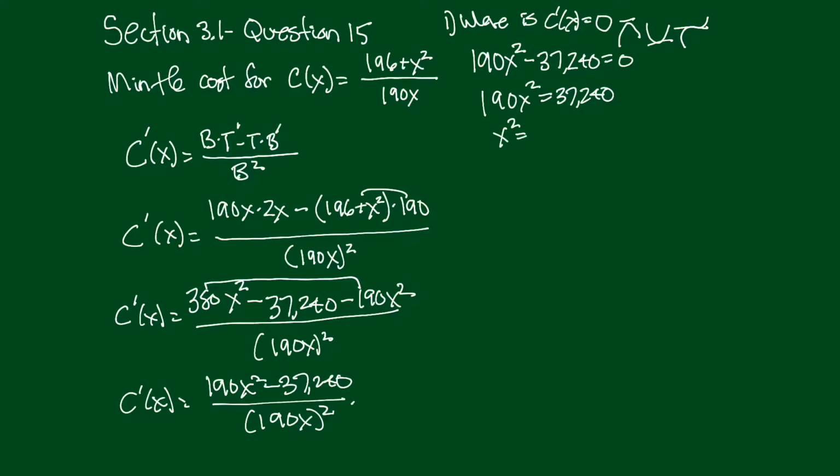So 190x squared equals 37,240. X squared is 37,240 divided by 190. Now, we know what that is because we actually made that multiplication back here, right? We did 190 times 196, so we already have that actually. So x squared is equal to 196, and now we need the square root, so x is actually plus or minus 14, but what about that minus? We don't need that minus, so x is going to be 14. So that is going to be the x value that creates the minimum cost. So I'm going to report this as 14.